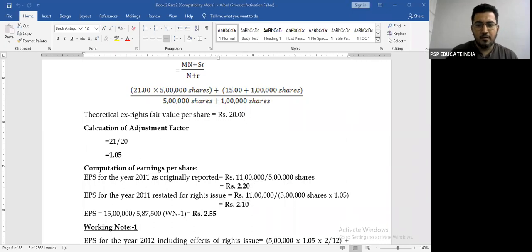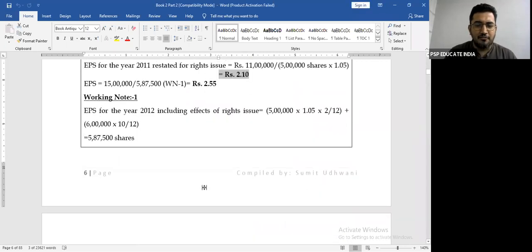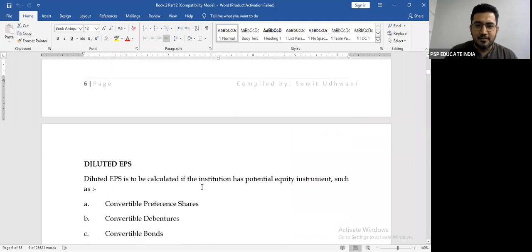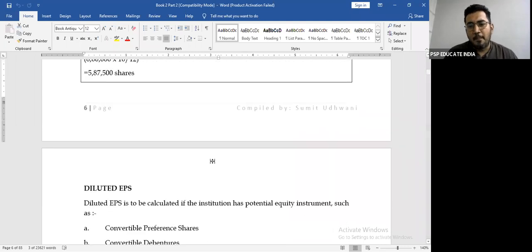Right, I hope you're clear with this aspect. Quickly on the chat box. Are you all clear with this? Quickly on the chat box.